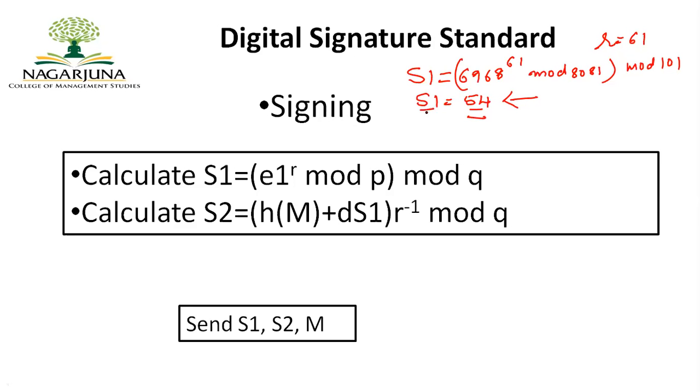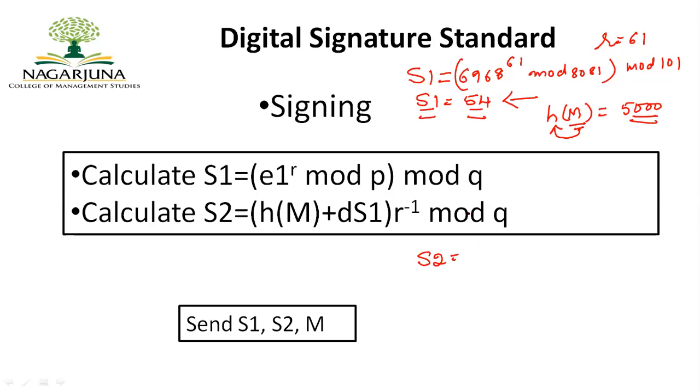Now once we have S1, we are supposed to calculate your S2. To calculate S2, I'm going to assume my message hash value, the message digest, is 5000. I'm going to assume this. The message which has been given to SHA has generated a hash message digest of 5000. Now I'm going to take this as 5000.